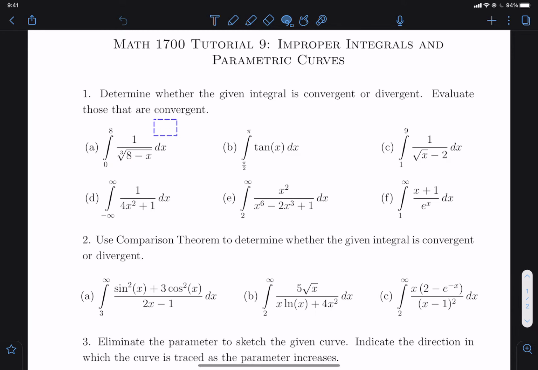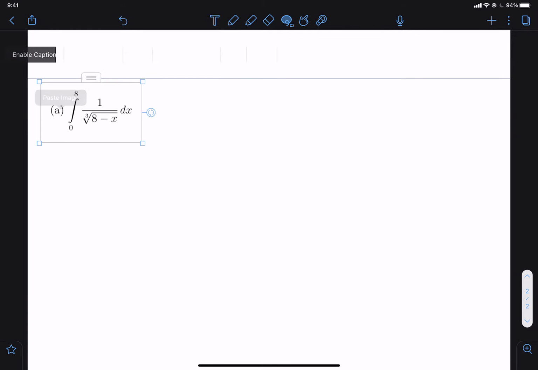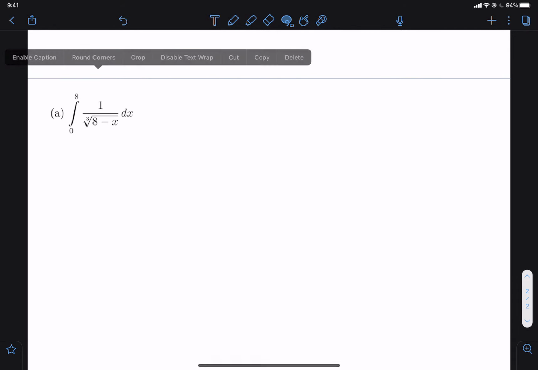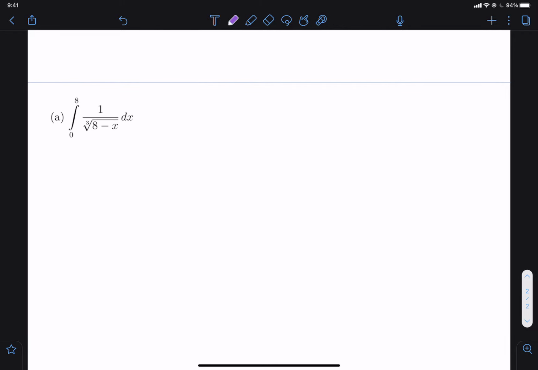So let's work them out. Now we deal with this question A here, right? So when we have this integral, we look at the denominator here, because this is a rational function, right? We know that when x is equal to 8, the function is not defined. So the only problematic point here is this point, x equal to 8.